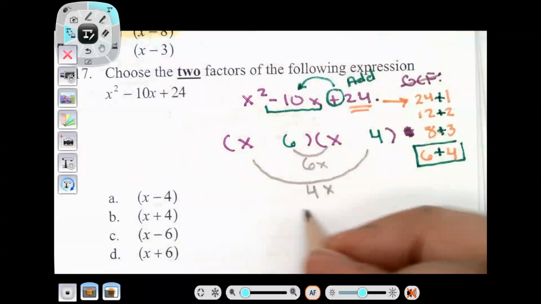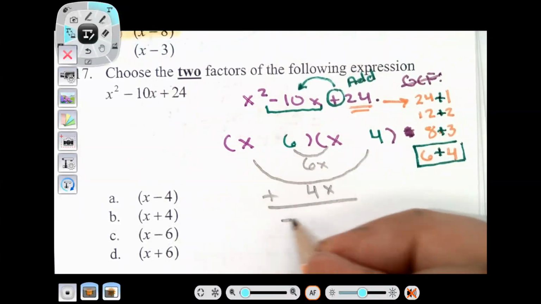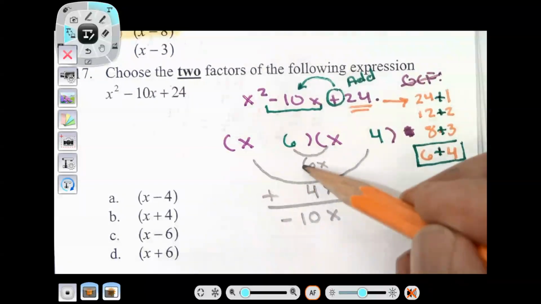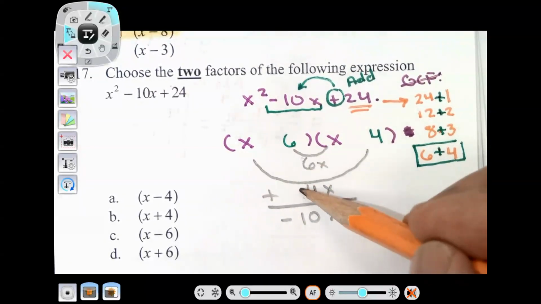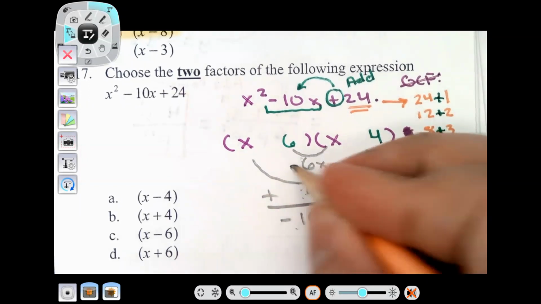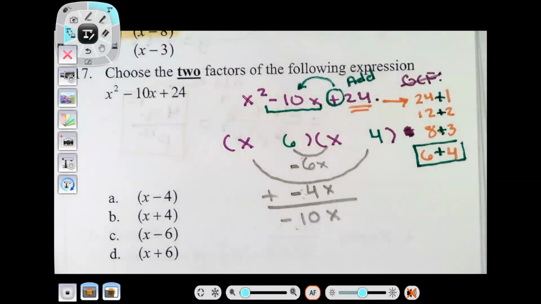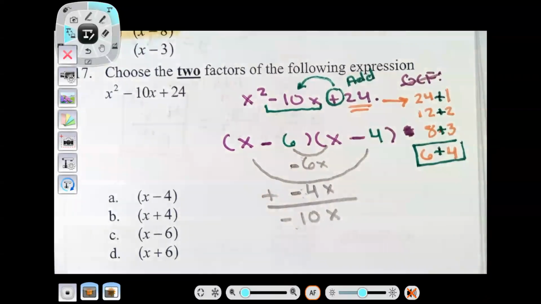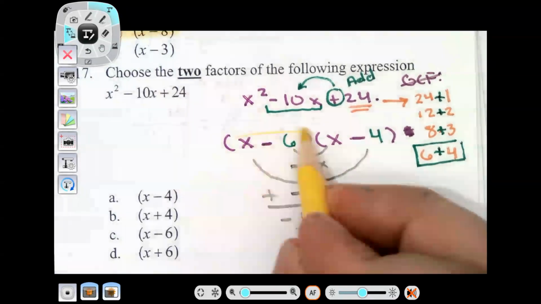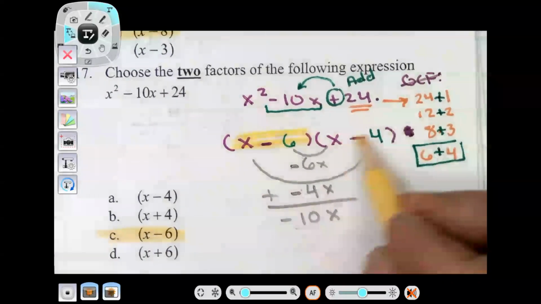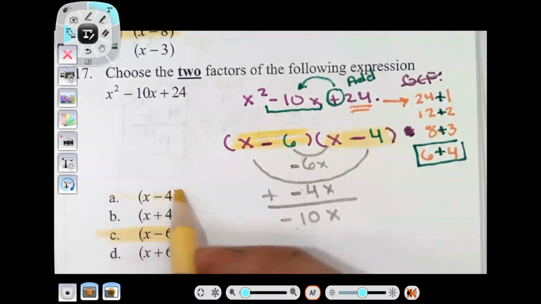Our goal was to add to get a negative 10x. Well, remember, when you're adding, they have to be the same sign. That's why if they're both positive, I would get a positive. But if I want a negative, well, then they both have to be negative. That's the only way to get that negative 10. And so if they're both negative, well, then we write them in. And just like that, look, x minus 6, there it is. X minus 4, and there it is.